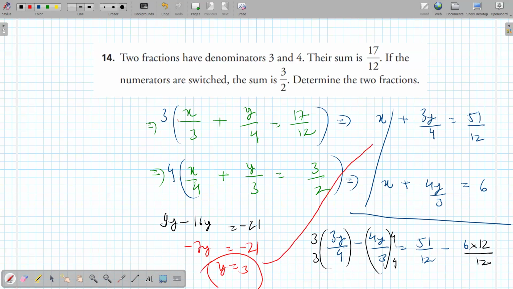To solve for x, you can plug it in anywhere. I'm going to plug it in right here. So x plus 4 times 3 over 3 is 6. So x will be 6 minus 4, x is 2. And you're done. That's the end of the question. Did that make sense? So again, this one's not terribly difficult. It's just that you have to deal with fractions, and we know how to deal with fractions. Just take the LCD. It's not too complicated, especially when you have a calculator. It's slightly annoying, but not too difficult.